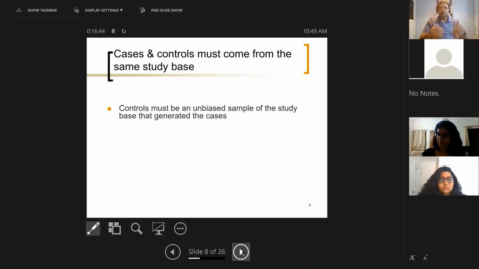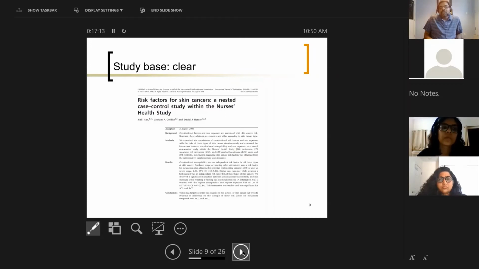Okay? Both cases and controls, think of it this way. A control could have been a case, right? A control could have been a case, but for some reason didn't become a case, right? That is what is important. Controls must be an unbiased sample of the study base or the population that generated the case. Whichever population threw up the black dots, control should be a sample of the same study base or the population, right? So there are situations when the study base or this underlying source population is crystal clear, right?